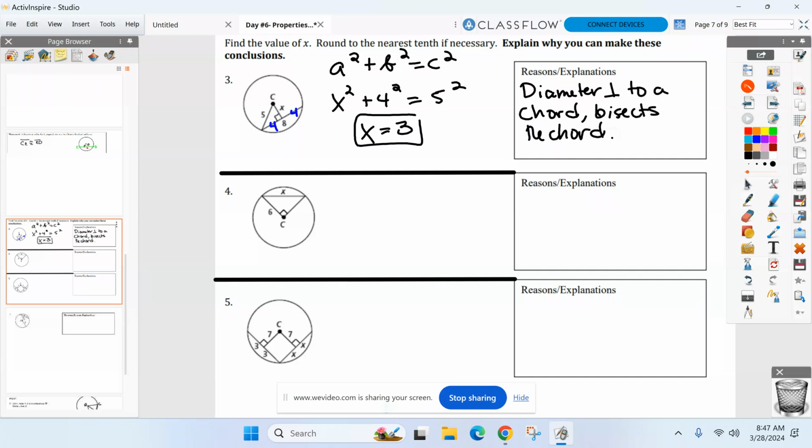Any questions using this theorem? Woo! Next one. What do I got going on there to find chord X? Nothing's getting bisected here, right? There's no diameter perpendicular here. Nothing's getting bisected. But I do have to find X somehow.